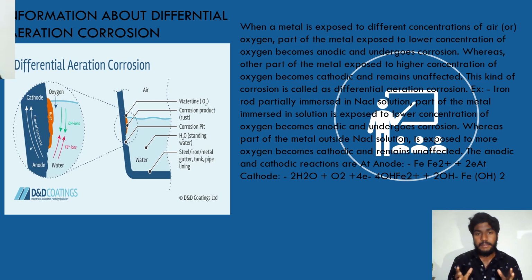For example, an iron rod partially immersed in NaCl solution. The part of the metal immersed in solution is exposed to lower concentration of oxygen, becomes anodic and undergoes corrosion, whereas the part of the metal outside the NaCl solution is exposed to more oxygen, becomes cathodic and remains unaffected. This explains differential aeration corrosion.